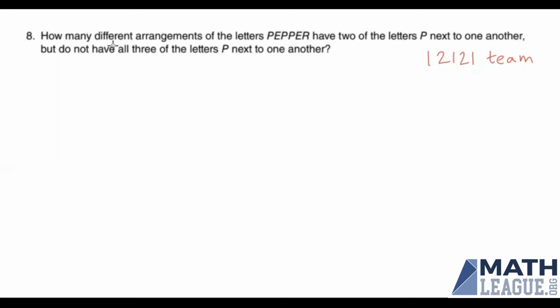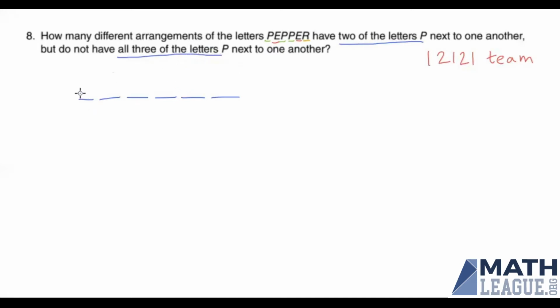So, what does it mean to have arrangements of these letters? Well, there's 6 letters, so let's go ahead and put 6 blanks. So these 6 blanks will have letters in them. So we have 3 P's, 2 E's, and 1 R. And we're trying to put these letters in these blanks so that 2 of the letters P are next to each other, but not all three of the letters P are next to one another.